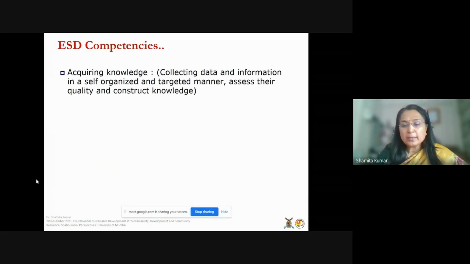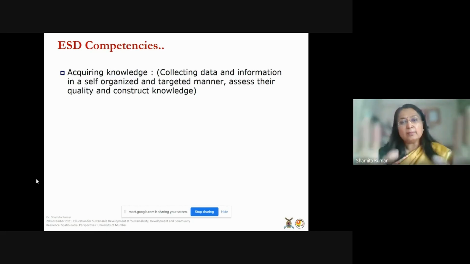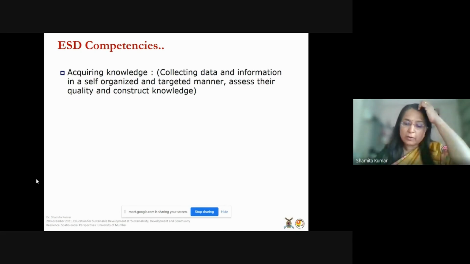So when we look at what the curriculum should really do, when we say ESD and when we say that we want to build these capacities among the students, what is it that universities should do? So building competencies of data collection and information, assessing at the same time their quality, and enabling them to construct knowledge. So using a constructivist approach in our teaching, not just a one-way transfer of knowledge, but using this different kind of pedagogy.